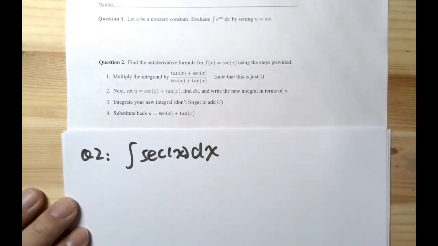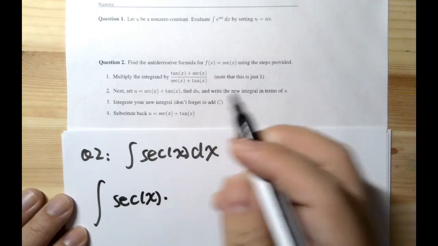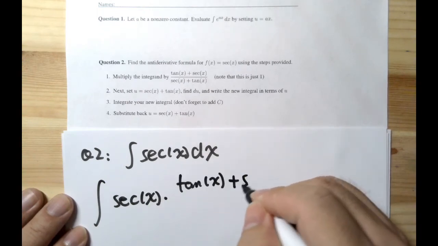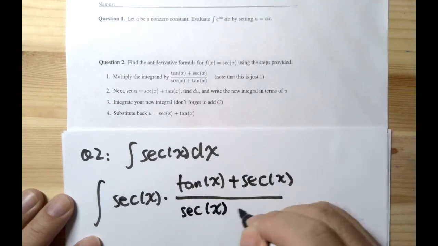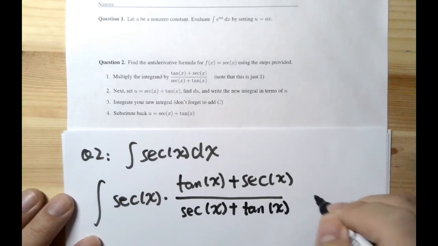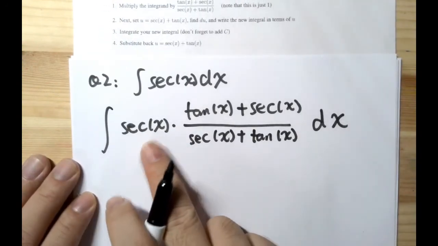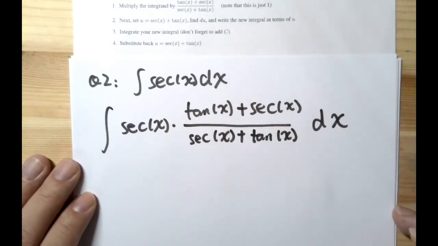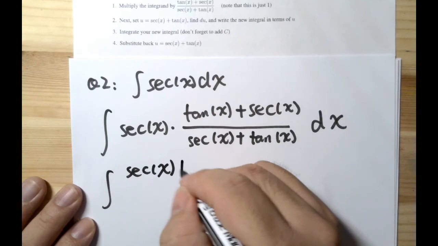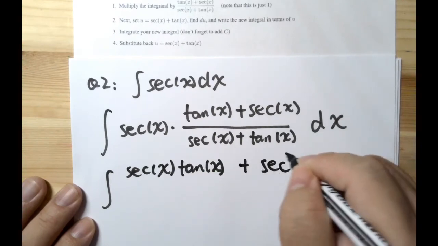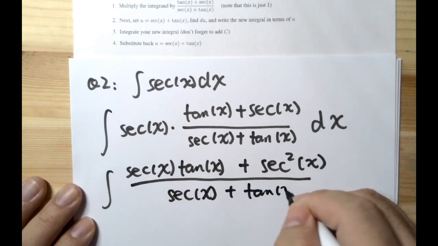Okay, so first step, multiply the integrand. So let's do that. That's going to give us secant x multiplied by (tan x plus secant x), over (secant x plus tan x), and then dx. So far, what I just did is just multiply it. And I can distribute this secant x to the numerator, right? So that's going to give us secant x tan x plus secant squared x over secant x plus tan x.